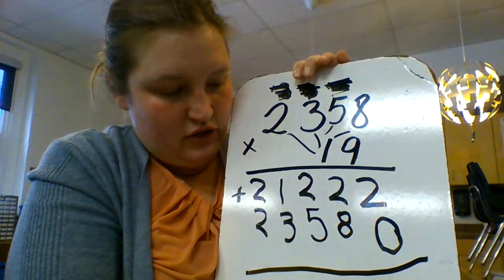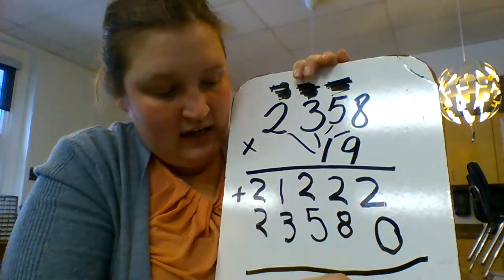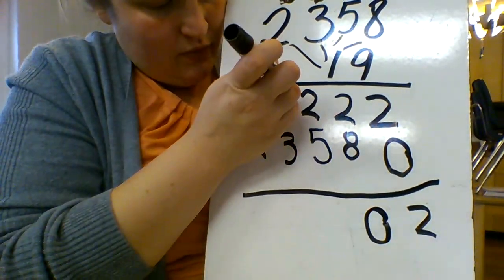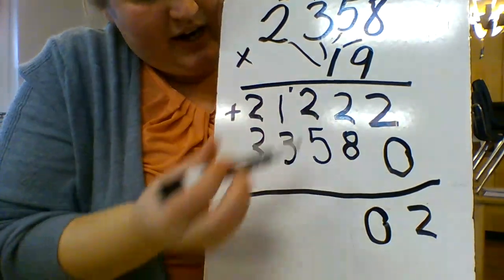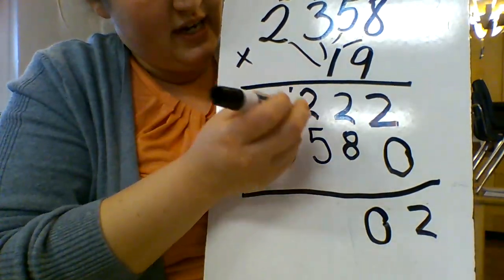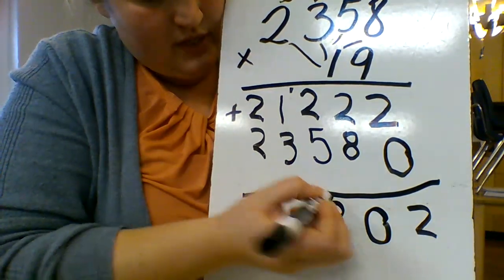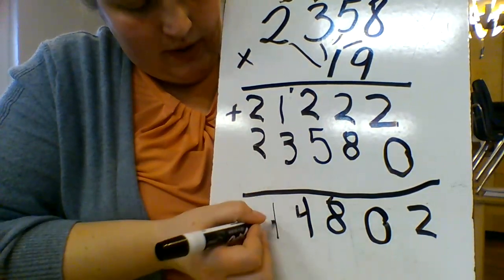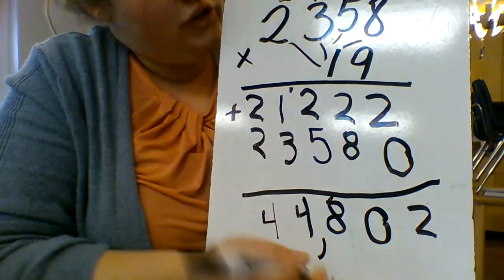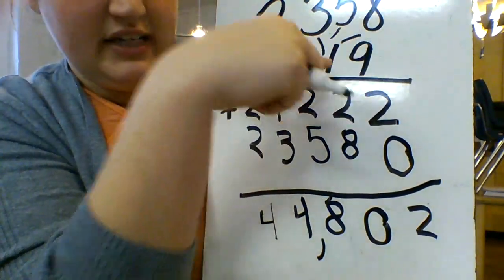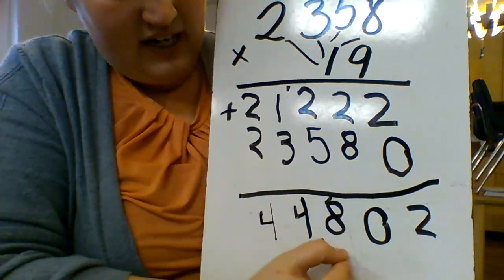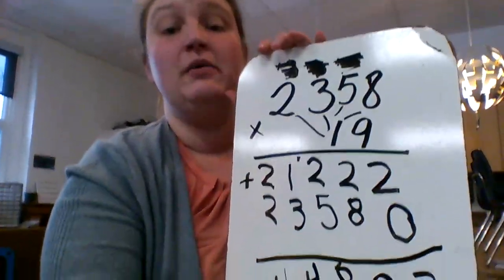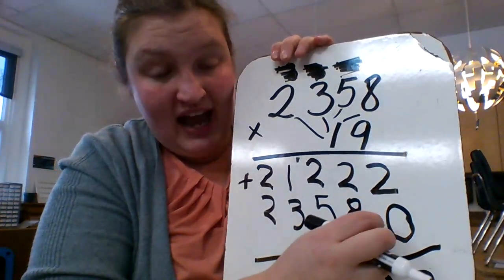2 plus 0 is 2. 2 plus 8 is 10, so I'm going to put down my 0. Sorry, let me turn my screen so you can see. And I'm going to put my 1 right here because it's 10, so I'm going to carry. So I have 5 plus 2 plus 1. So 5, 6, 7, 8. And I have 3 plus 1 is 4. And 2 plus 2 is 4. So my answer to 2,358 times 19 is 44,802.